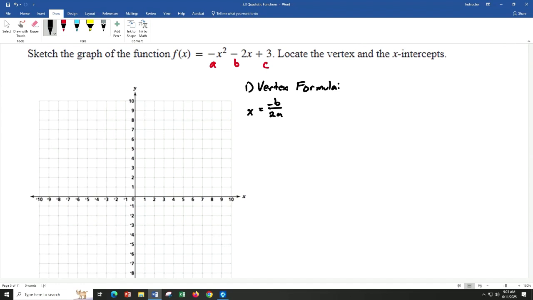So let's just do this very quickly. Notice I have my b, which is negative 2, all over 2 times a. Well, that's going to be 2 times negative 1. A negative and a negative make a positive. That's going to give me a 2 divided by negative 2. That's going to give me a negative 1, correct?